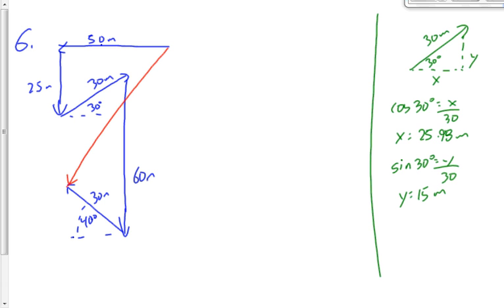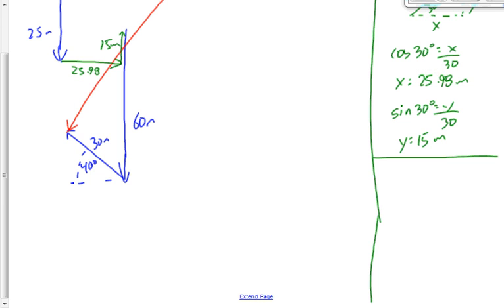I can, if I want to, replace this now with this. 25.98 and 15. This is a little awkward because you're going up and then straight back down, but that's okay. Okay, not a big deal. Let's do the other one here now while we're at it.